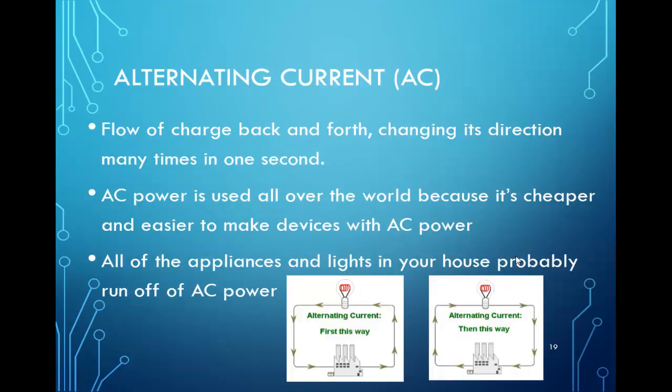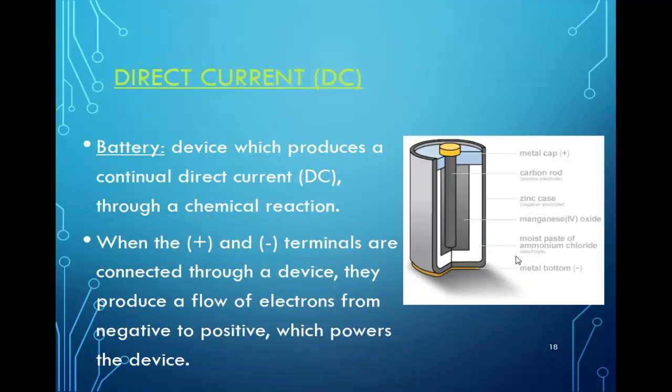Direct current is like the direct current in a battery. A battery is a device which produces a direct current through a chemical reaction. When the positive and negative terminals are connected through a device, they produce a flow of electrons from negative to positive, which powers the device.